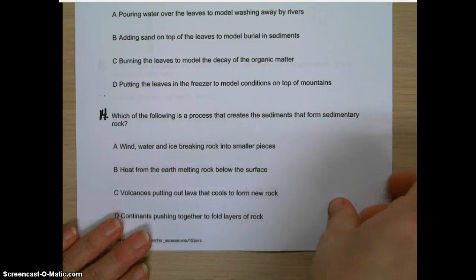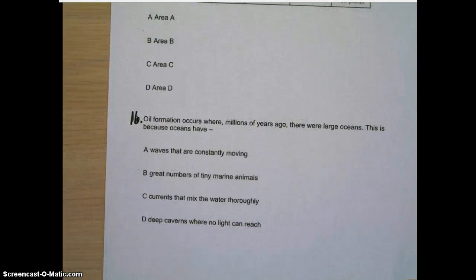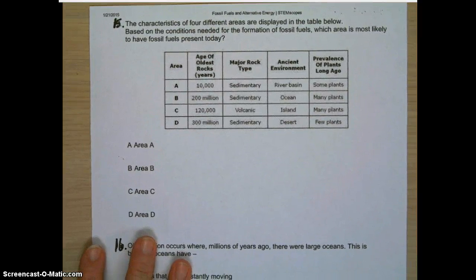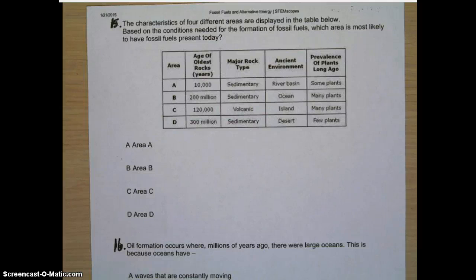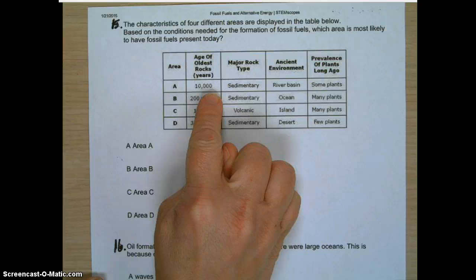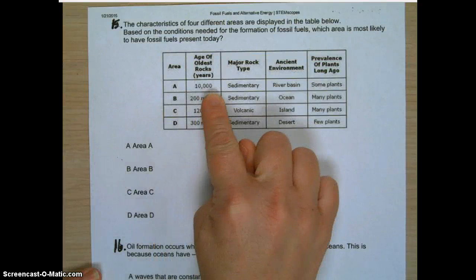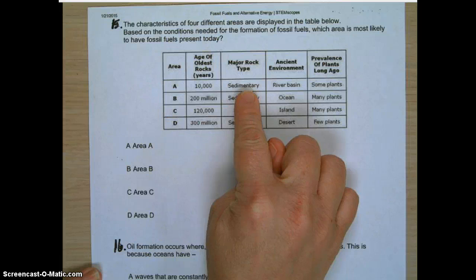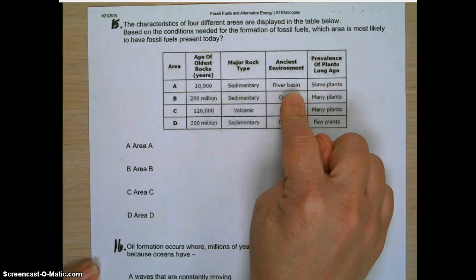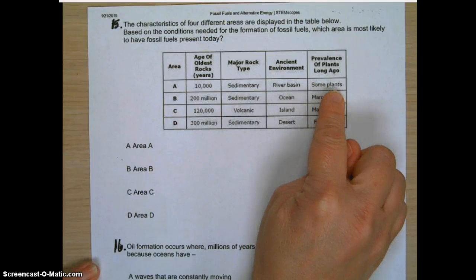Question number 15. The characteristics of 4 different areas are displayed in the table below. Based on the conditions needed for the formation of fossil fuels, which area is most likely to have fossil fuels present today? Area A. The age of the oldest rock is 10,000 years. The major type of rock is sedimentary. The ancient environment was a river basin. Prevalence of plants long ago means there were only some plants.